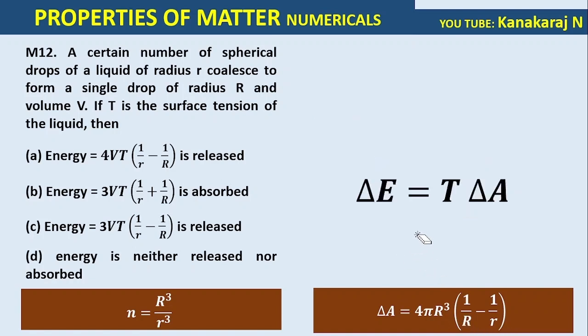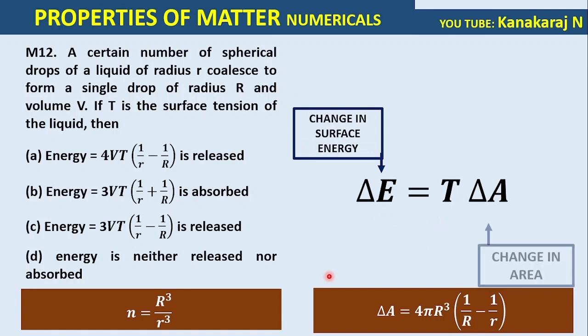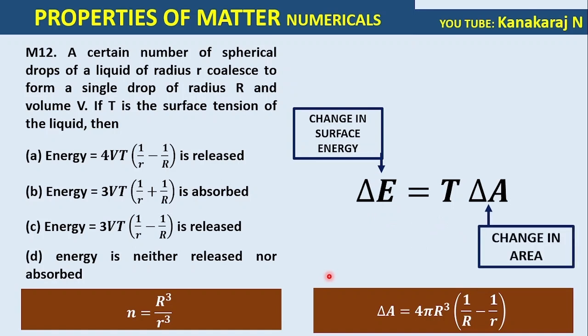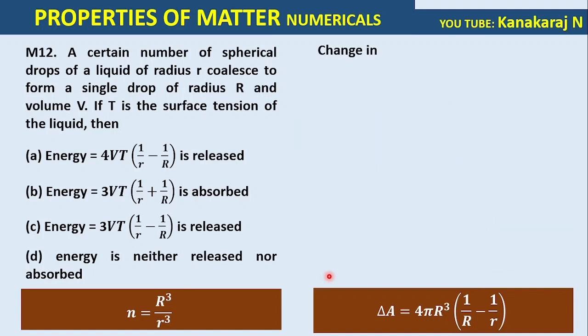Del E equals T times del A. What is del E? The change in surface energy. T is the surface tension. Del A is the change in area. Change in surface energy is del E, del A is the change in area, T is the surface tension of the liquid. So the change in energy del E equals T times del A.